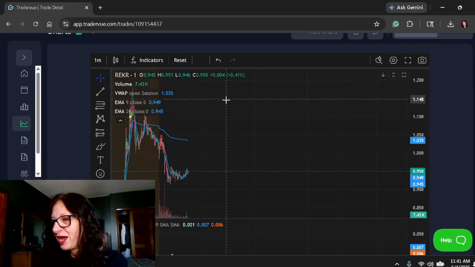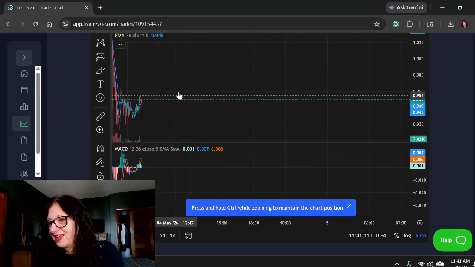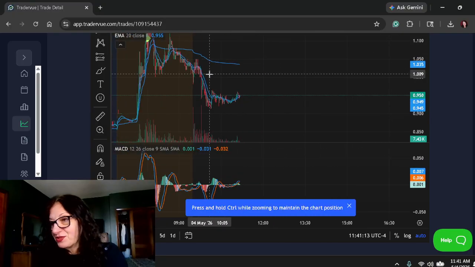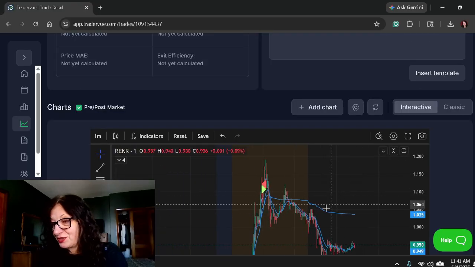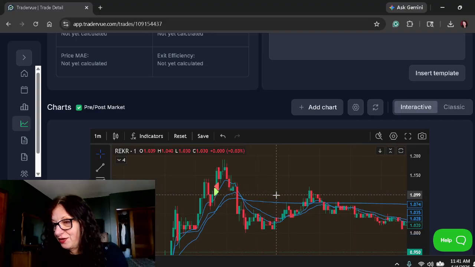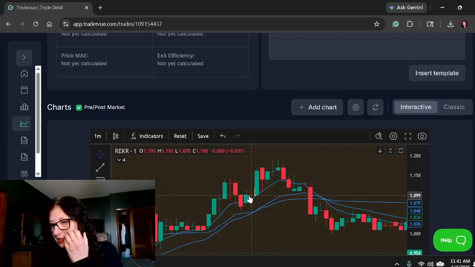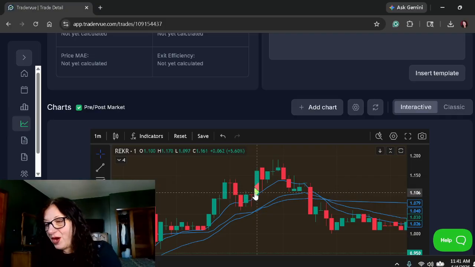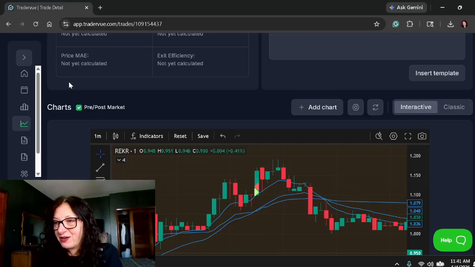Okay. So the second one was REKR. Again, bull flag pullback. I was risking $4 on this one. And, you know, it's kind of like the numbers are a lot smaller than they were before, but my risk is a lot smaller too. Okay, so we had another bull flag pullback. It kind of was stuck at this level. It broke out. I bought. I didn't feel like it was going up fast enough, and I got out.